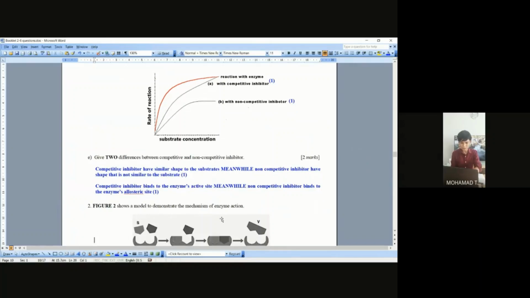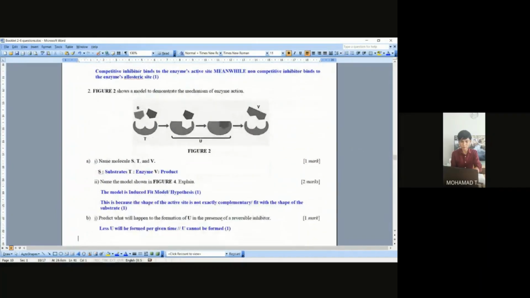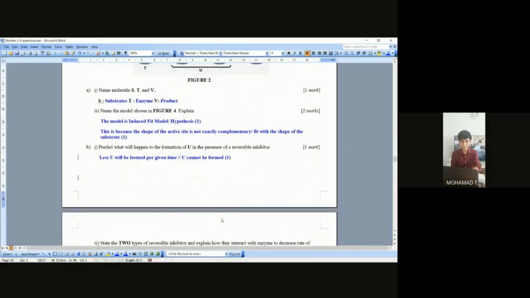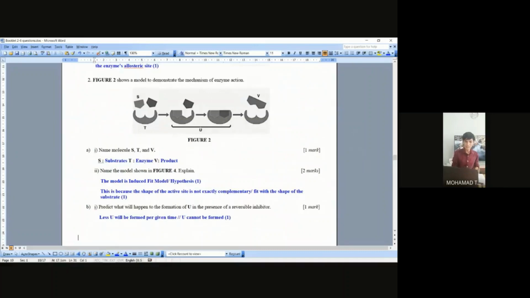The second question is, figure 2 shows a model to demonstrate the mechanism of enzyme action. Name molecule S, T, and V. So we know S is substrate, T is enzyme, and V is product. You need to get all answers correct, and then you will be awarded 1 mark. Next, name the model shown in figure 4 and explain. The model is the induced-fit model or induced-fit hypothesis, 1 mark.